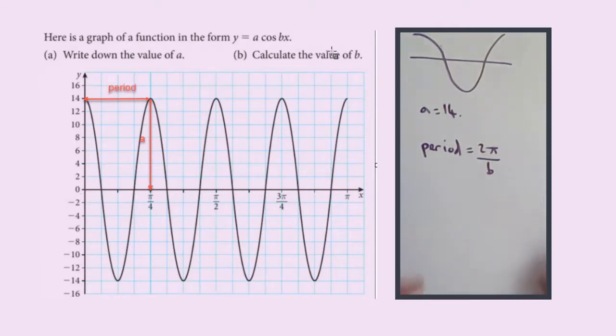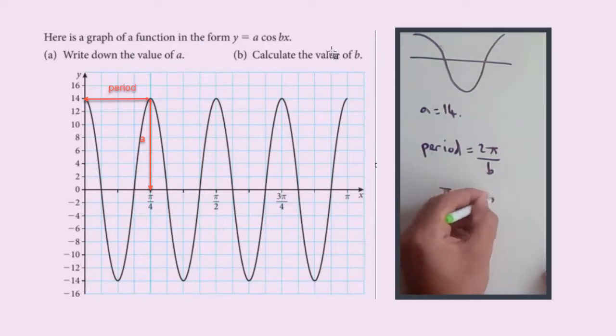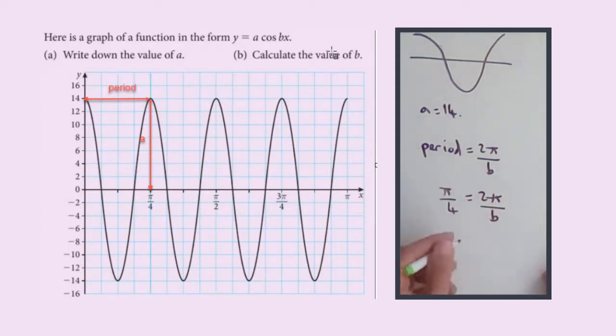The period is pi by 4, so that means pi by 4 equals 2 pi over b. I need to solve for b, so b must equal 4 times 2 pi over pi. Cancel the pi's, 4 times 2 is 8, so b equals 8.